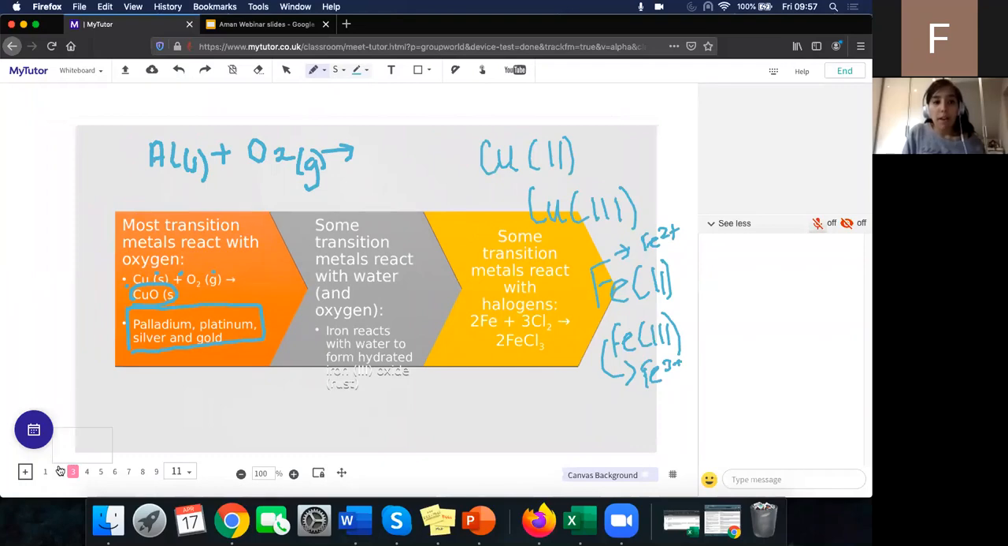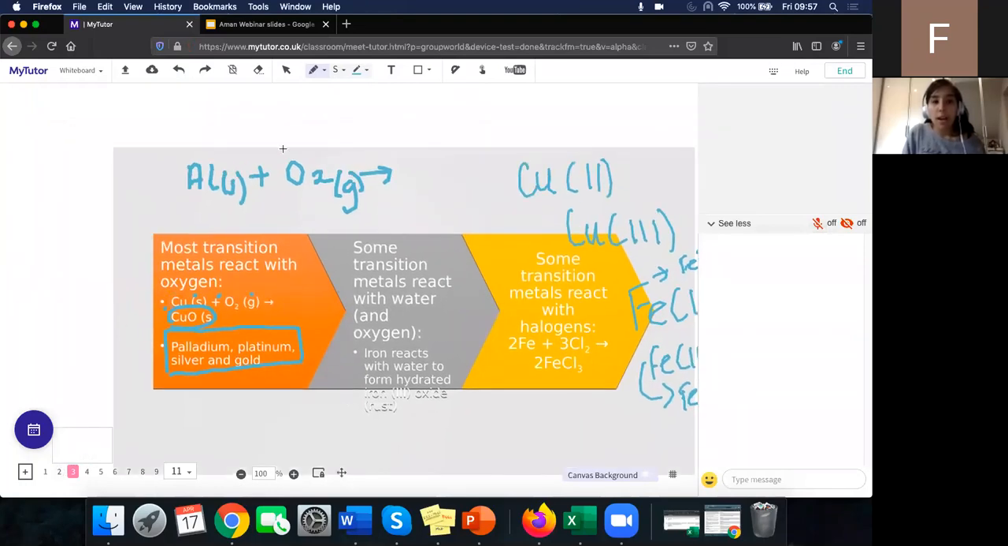So if we go to aluminium, aluminium plus oxygen forms aluminium oxide. This is just an example of how to come up with a chemical formula. So aluminium is in group 3, so it's not a transition metal, but I just want to show you how to form a chemical formula. So if we know it's in group 3, that means it has 3 electrons in its outer shell. So if it forms an ion, it forms Al3+.